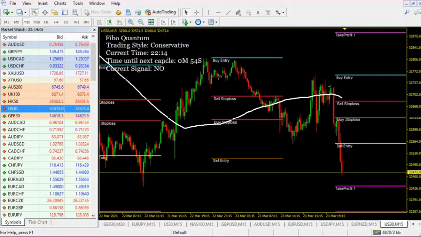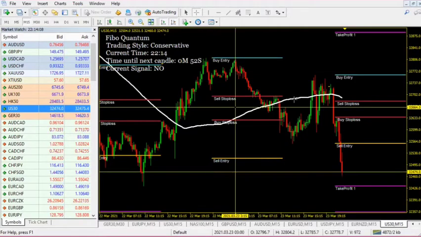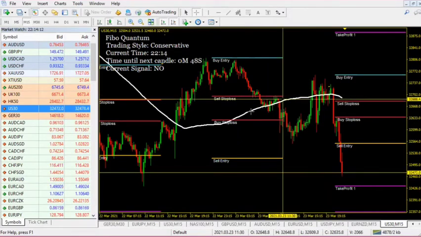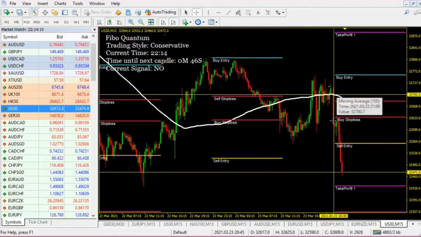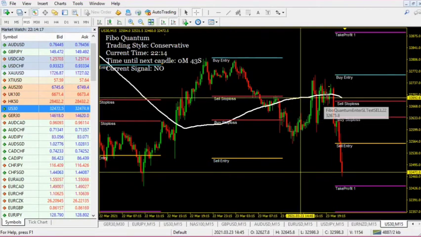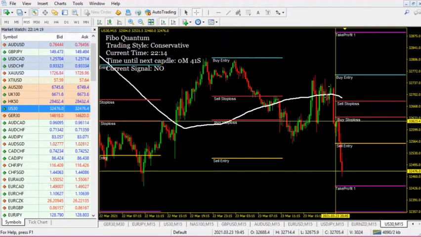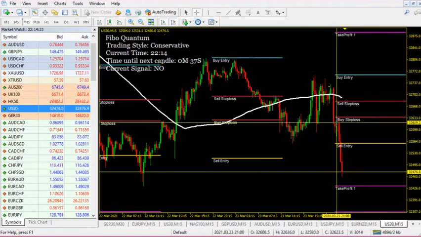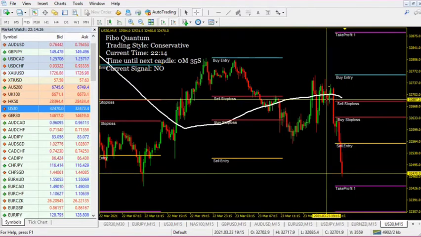Let's jump back to the MetaTrader 4. This is the 100-period moving average here. You see that white line that's on the chart? That's the 100-period moving average. And then when the price dropped, it was below the 100-period. So if the price is below the 100-period, you're looking for sell trades. You're not looking for buy trades. So that condition was met.